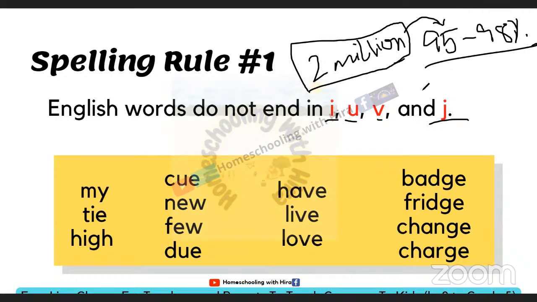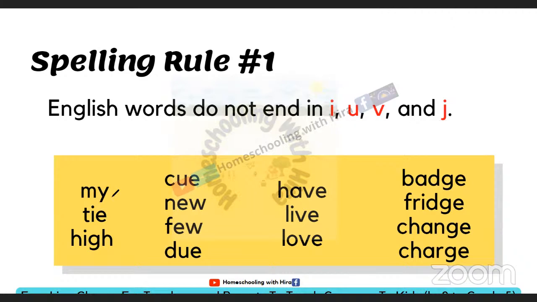Okay? Just a few, you may find a few words that are rule breakers, that are not following the rule, or you would have some specific reasons why they are not following the rules. So if a word is not following any rule of thumb, try to find out the reason. Let's see these words that I just said. The English words don't end in I, U, V, and J.